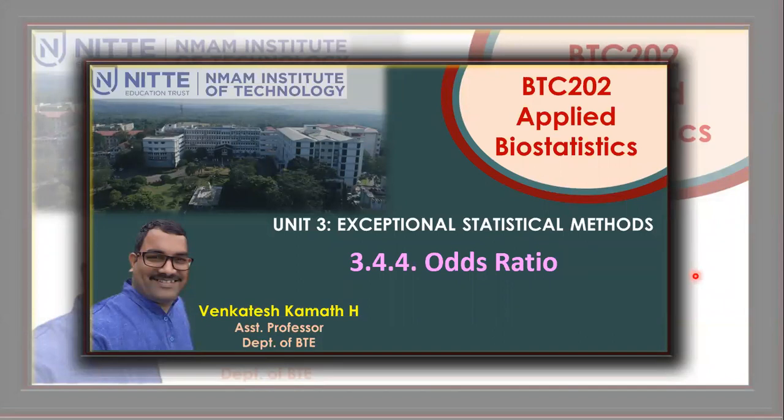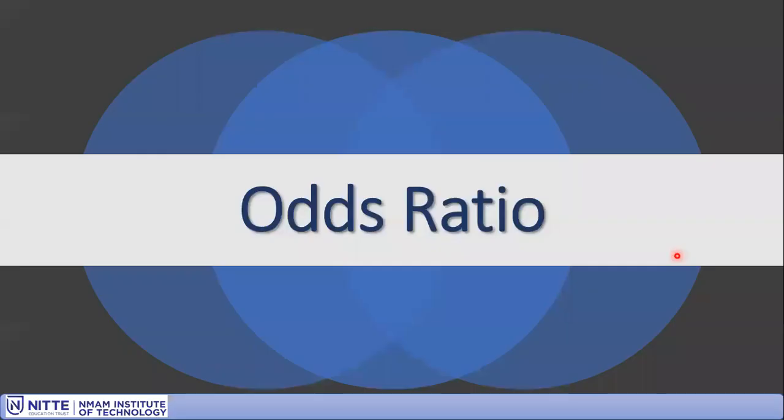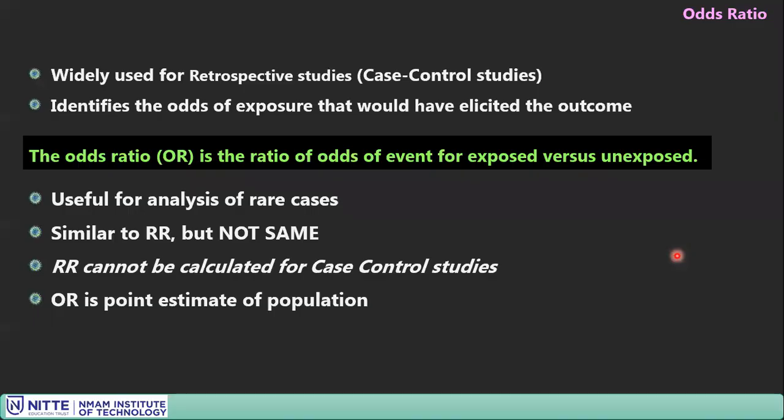Hello and welcome you all for the next topic on odds ratio. Odds ratio, which is a point estimate of statistical analysis, is used for retrospective studies, or I call it case control studies. In the previous video lecture, we have seen relative risk, and we have seen that it is used in prospective studies, whereas for case control studies or retrospective studies, we will be using odds ratio.